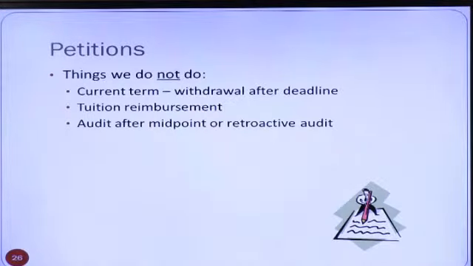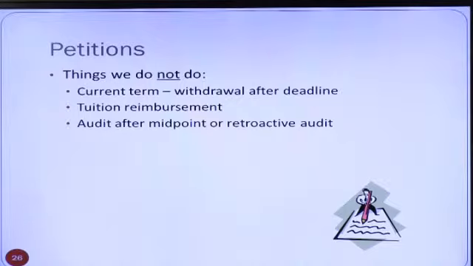Things that we don't do with the petition. So a current term, a withdrawal after the deadline. Remember, they have until the midpoint to withdraw from a class. If they want to withdraw after that, they have to do what's called a dean's withdrawal, and they have to do that through their college, the major. So if they're a math major, they go through the College of Science, and that's handled through the dean's office.